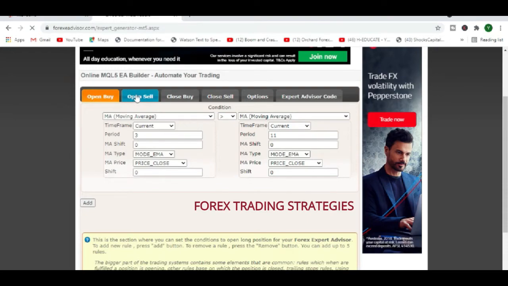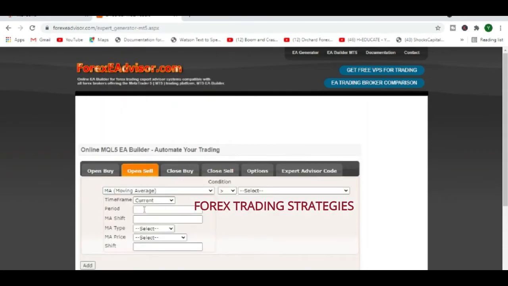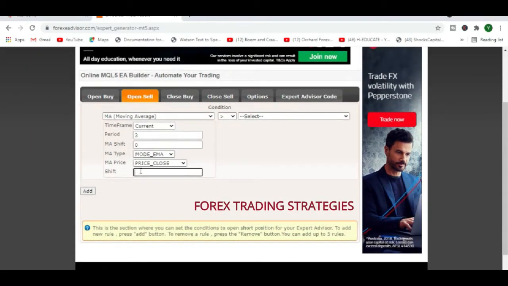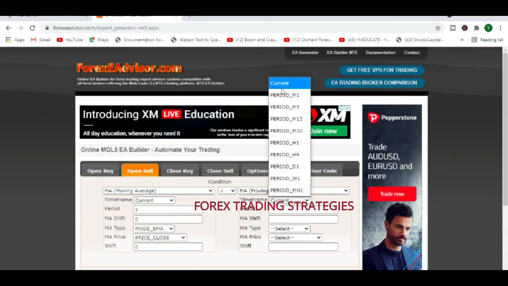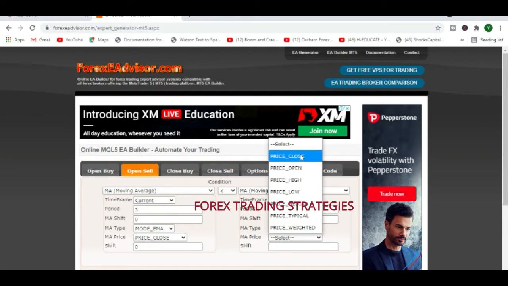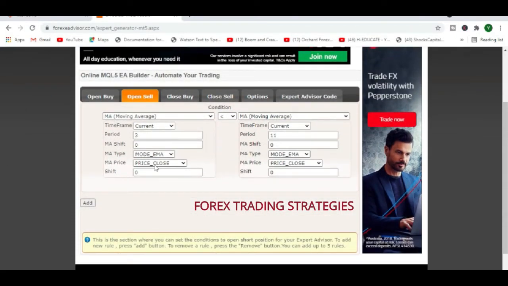And now for the sell, we are simply going to change this into this because that's what we want. So for the sell, when you see our 3 period moving average going below the 11 moving average, we want you to open a sell trade. That's it. Those are our 2 conditions.